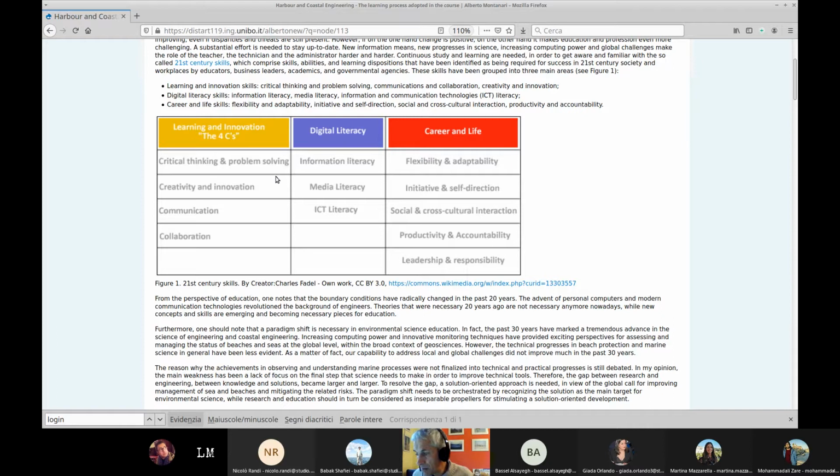Critical thinking and problem solving, creativity and innovation, communication, collaboration. So when you go to an interview, what is the person that hires an engineer searching for? What are the qualities of the engineer, the skills of the engineer that the company, the person, is looking for? Precisely these four. Today, the industry, the public institutions, they are looking for people that are good in problem solving.